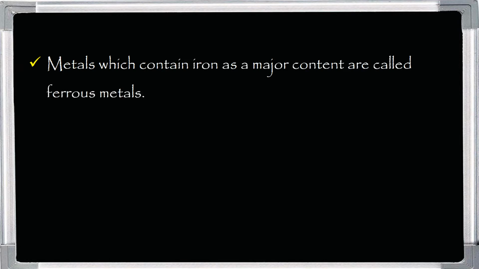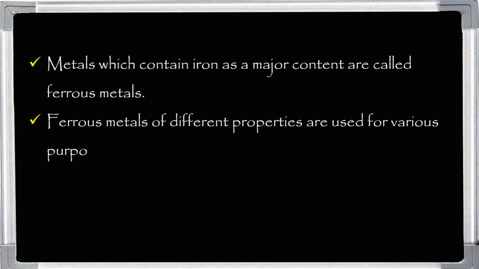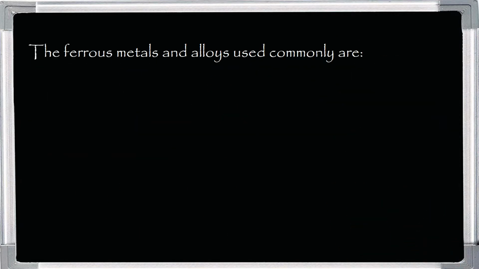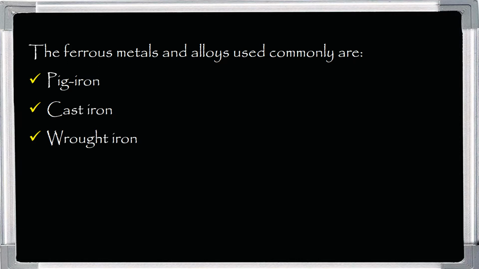Metals which contain iron as a major content are called ferrous metals. Ferrous metals of different properties are used for various purposes. The ferrous metals and alloys used commonly are pig iron, cast iron, wrought iron, steels and alloy steels.